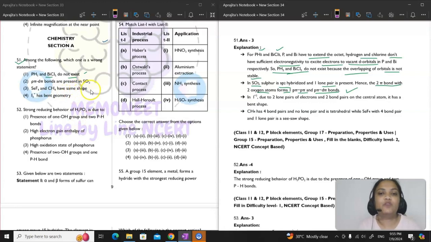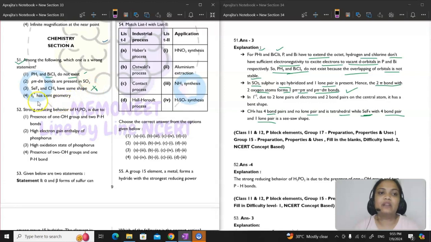SeF4 and CH4 have same shape. If I talk about this, CH4, that is methane, has 4 bond pairs and no lone pair and it's tetrahedral, while SeF4 has 4 bond pairs and 1 lone pair. Because of that it has a seesaw shape. So they do not have the same shape. This is a wrong statement.